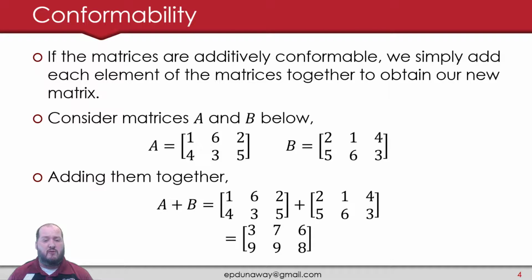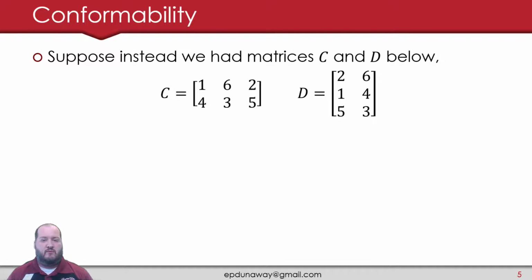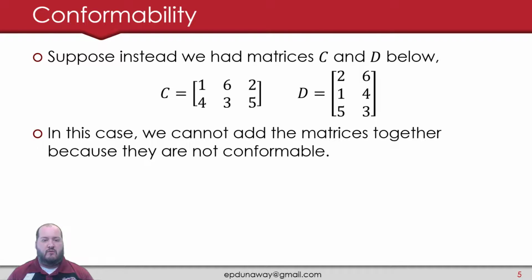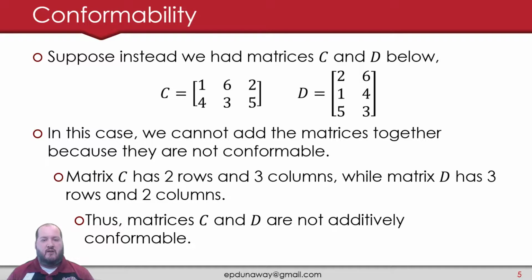In fact, let's take a look at that. Let's consider matrices C and D below. Matrix C has 2 rows and 3 columns, whereas matrix D has 3 rows and 2 columns. There's no way for me to add these two together because I just can't work with them. So they are not additively conformable, and there's nothing I can do about that. If someone asked me to add matrices C and D together, I just have to tell them I can't do it because they're not additively conformable. So we've got to make sure that's going to work for us.